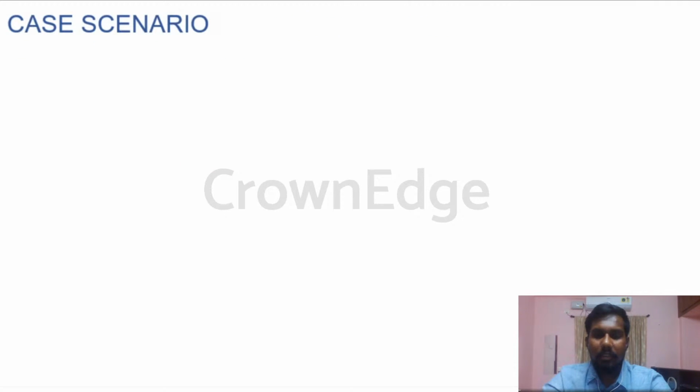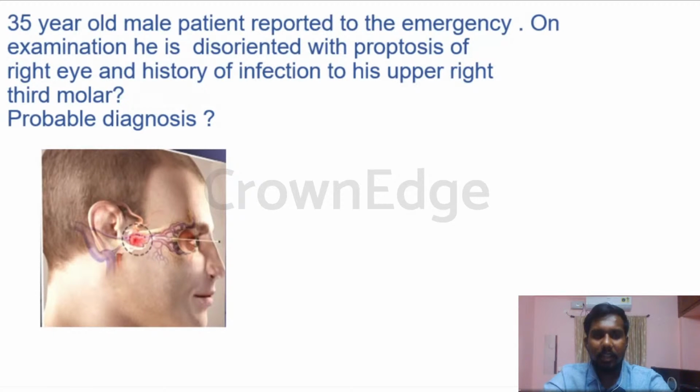So the next clinical scenario: a 35-year-old male patient reported to the emergency. On examination, he is disoriented with proptosis of the right eye and a history of infection of his right upper third molar. What is the probable diagnosis? Everyone, please take time to read and answer the question.